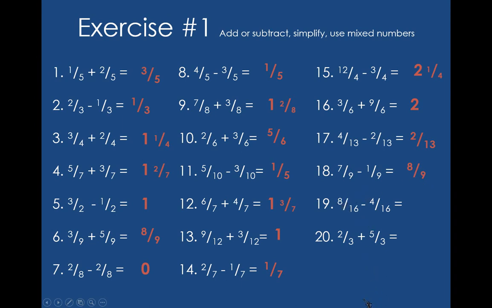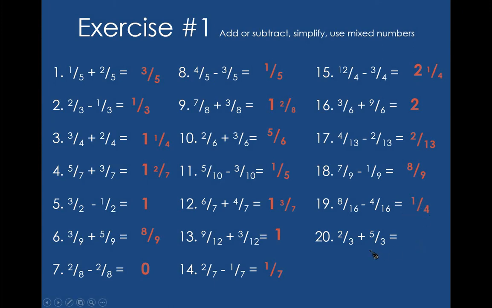8/16 minus 4/16. 8 minus 4 is 4. Copy the denominator, 16. Does it have a lowest term? So, it becomes 1/4. How did it become 1/4, sir? Because our answer is 4/16, so we divide both by 4. 4 divided by 4 is 1. 16 divided by 4 is 4.